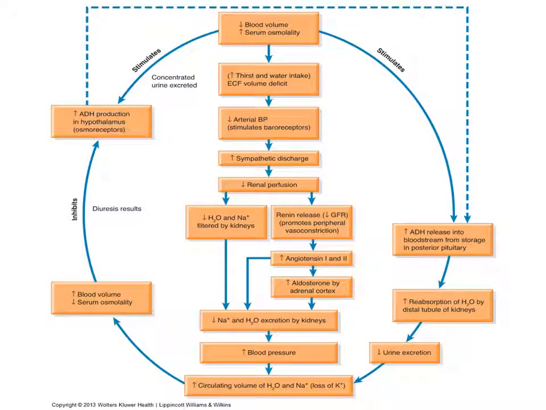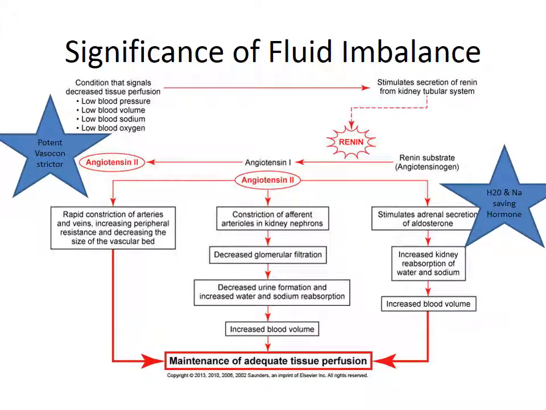This following slide shows the regulatory process of many of the different types of hormones in the body, and it's important to understand how this works, so you may want to study this. This next slide shows the significance of fluid imbalance in certain patients and how the renin-angiotensin system regulates the maintenance of adequate tissue perfusion in the patient.